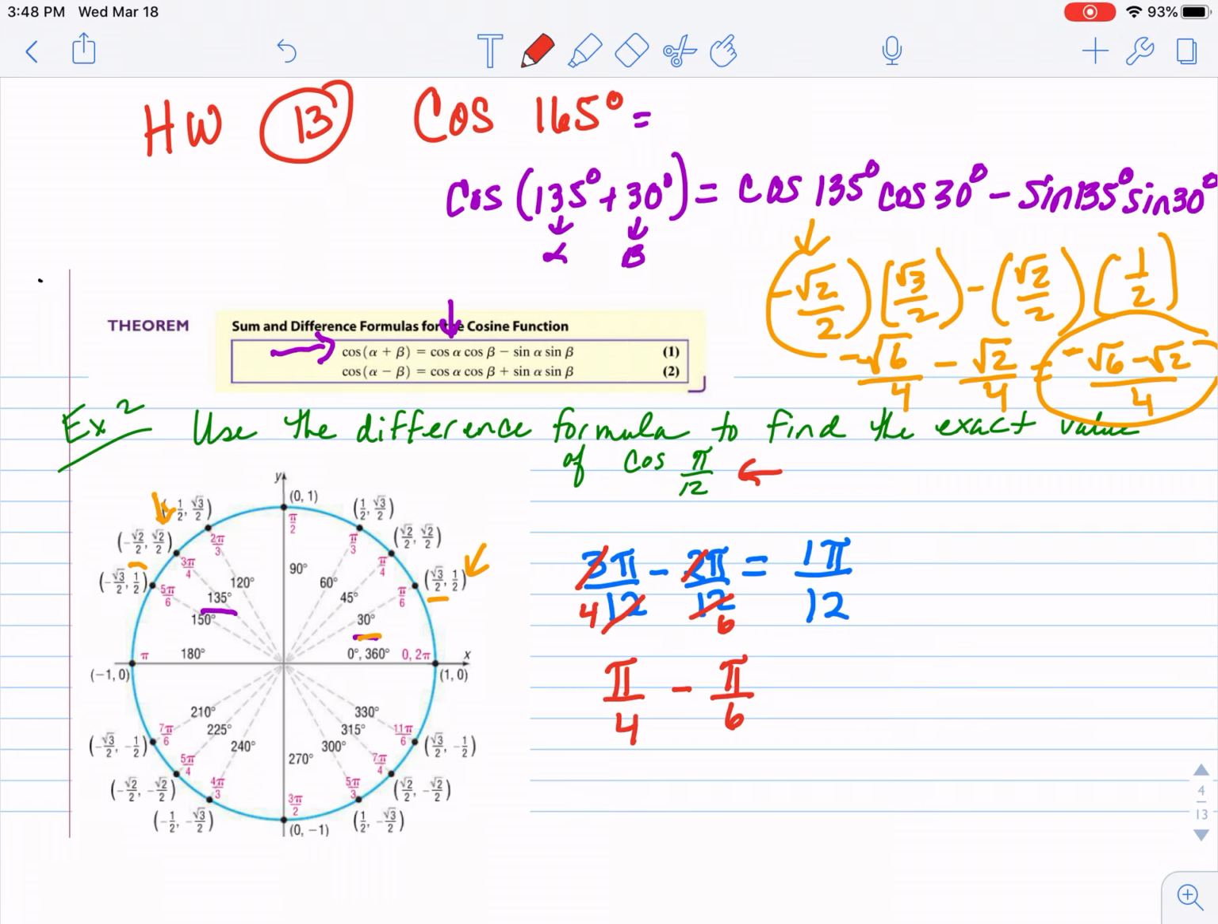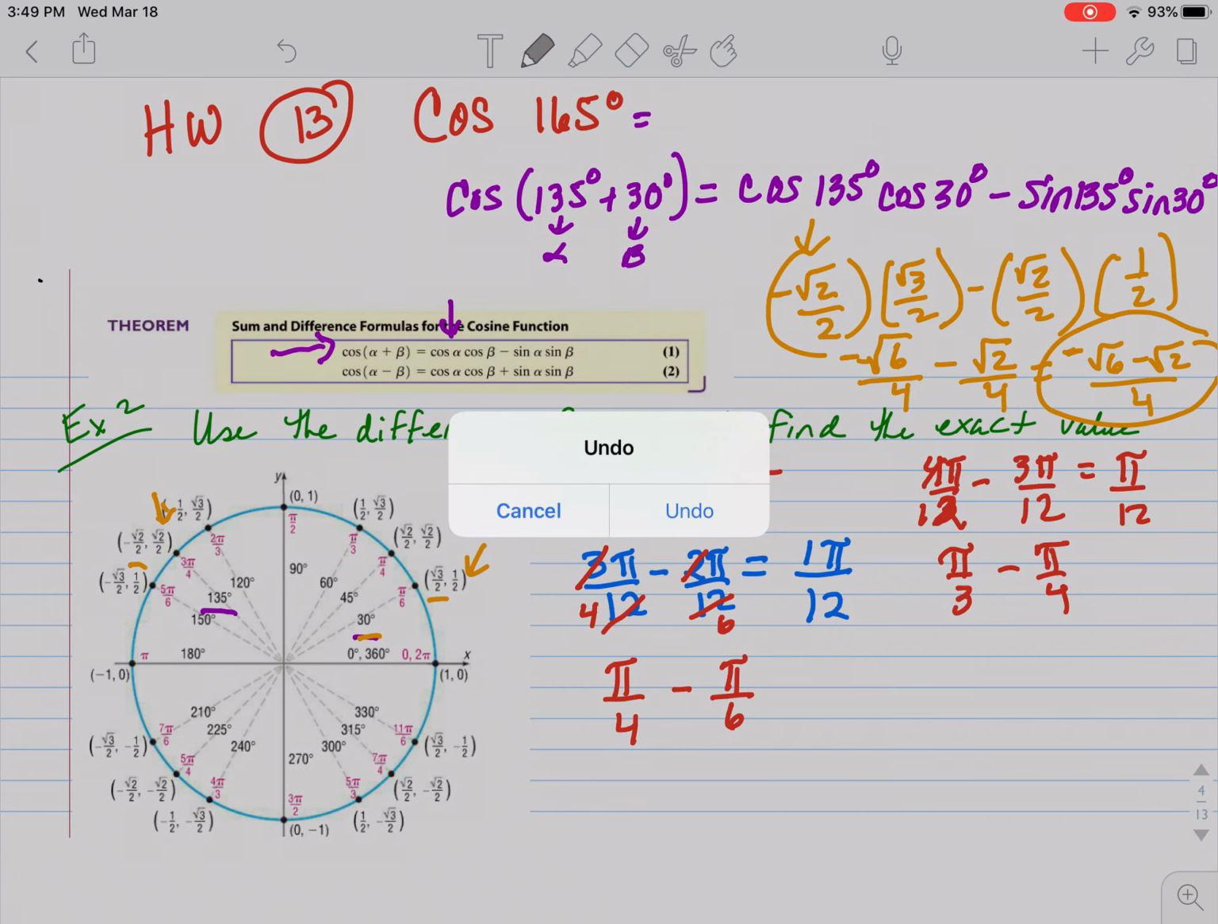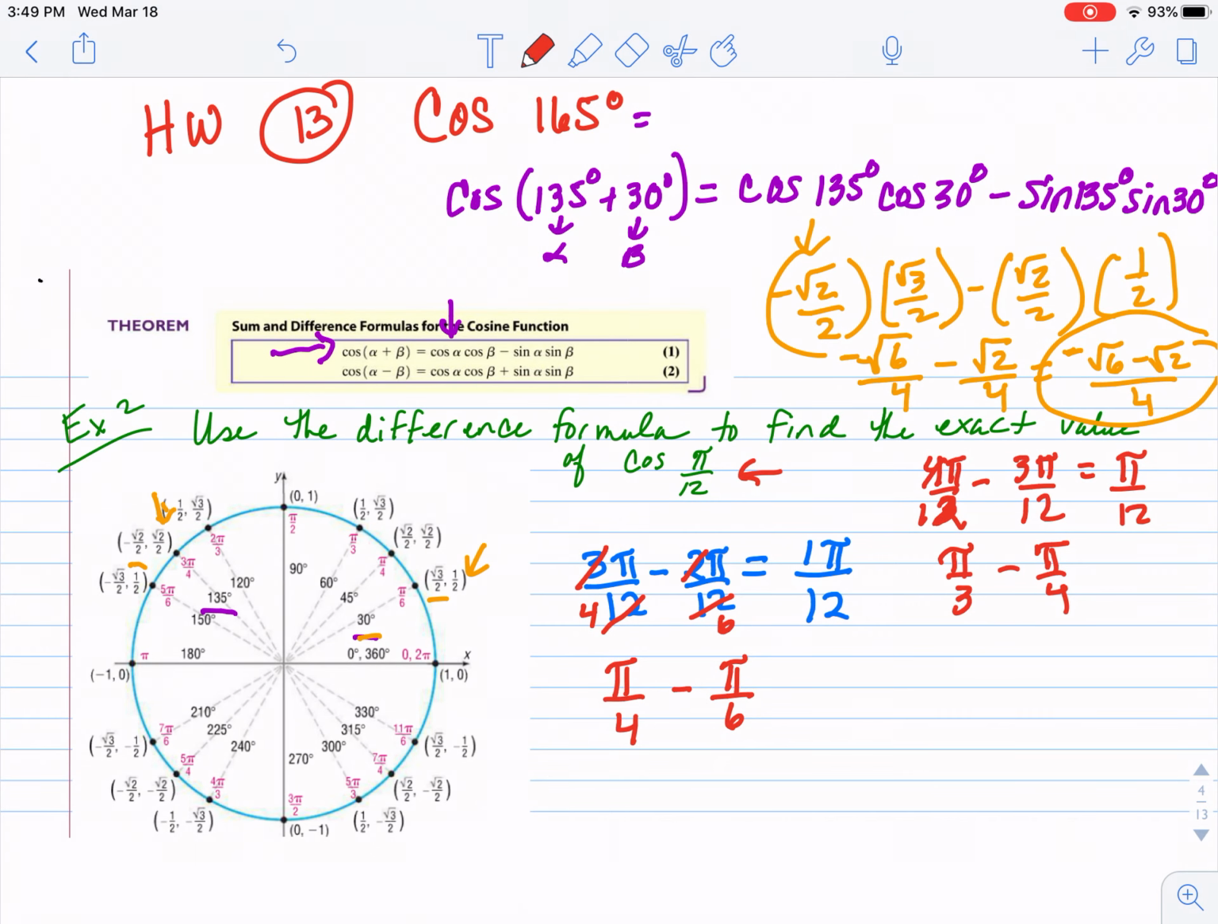Is there another one? Let's see. How about if I did like 4 pi over 12 minus 3 pi over 12? I could do that too, because isn't that just pi over 12? Yeah, and then I could cancel 4 pi over 12 and make it pi over 3. I could cancel this and make this pi over 4. So I'm just coming up with different combinations, but we just need one of them, right? So we're going to do this one. We're going to do pi over 4 minus pi over 6, all right?